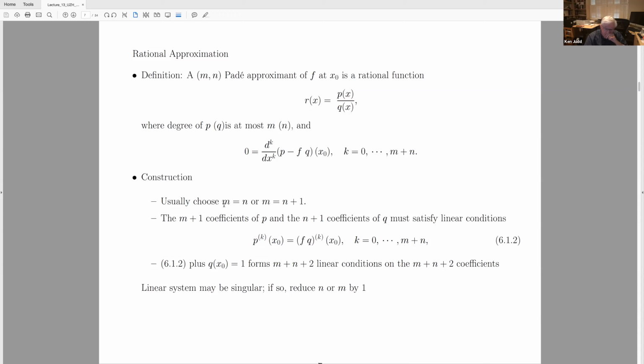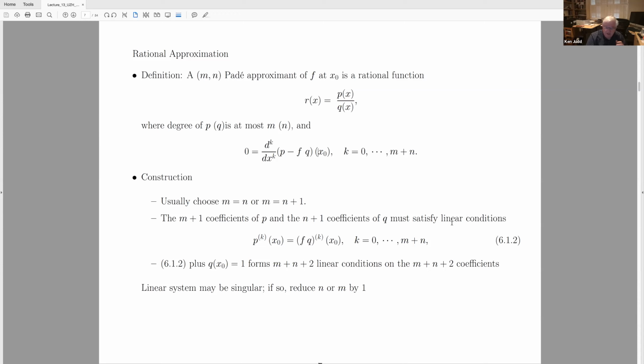Now, typically what we do is we have the polynomial p of degree m and q of degree n, and then you typically have them of equal degree, or the numerator being one order higher in degree. And then there are the coefficients of p and the coefficients of q. Now remember, if p is an m degree polynomial, then there are m plus 1 coefficients. And if q is an n degree polynomial, there are n plus 1 coefficients.